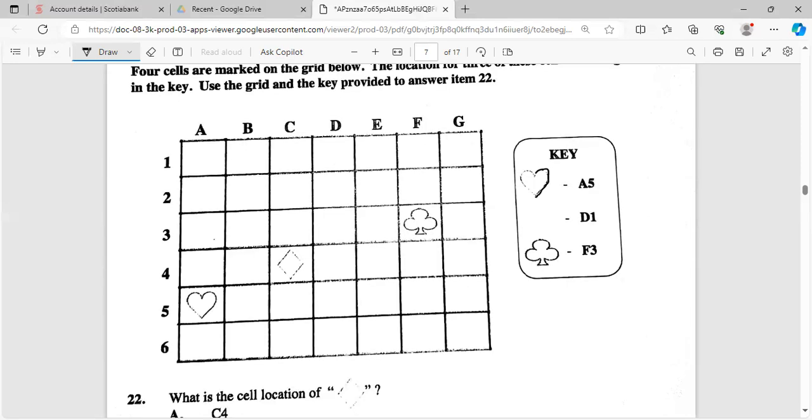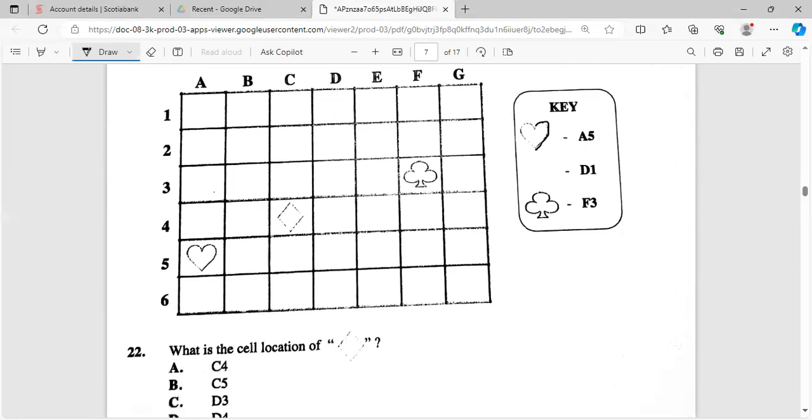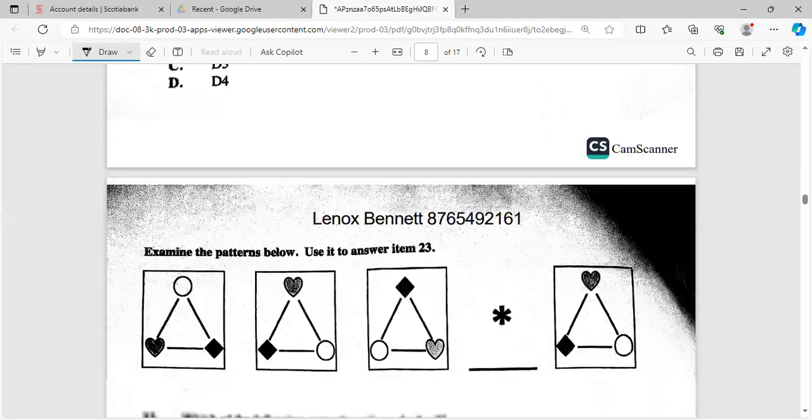So let's see what they ask us. What is the cell location of the diamond? So again, you find the diamond first, then the letter, so it's C4. So 24 would be E. Let's move on to 23.